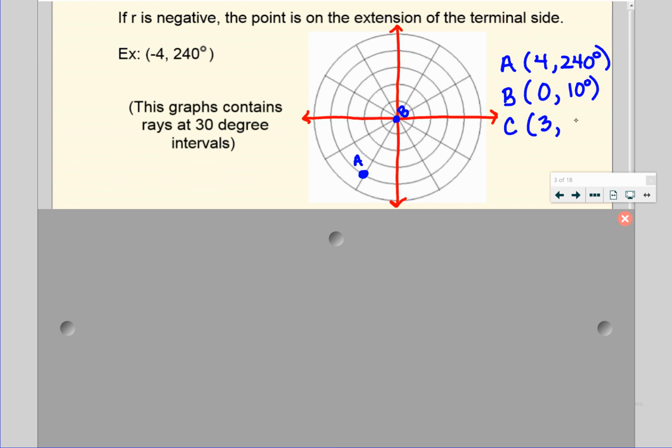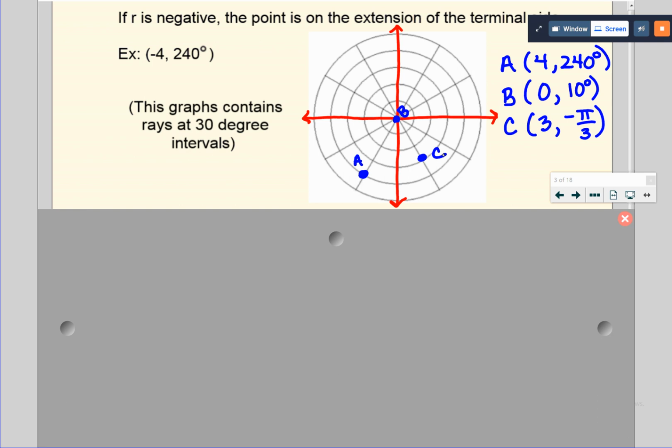What if I had (3, negative pi over 3)? Okay, so 3 tells me I'm 3 circles out. And then where's negative pi over 3? That's negative how many degrees? Negative 60 degrees. Negative pi over 3 is negative 60 degrees. I would rotate 60 degrees clockwise. That would be right about there.